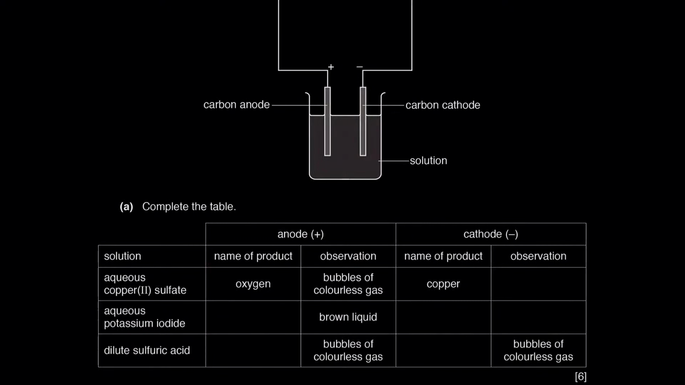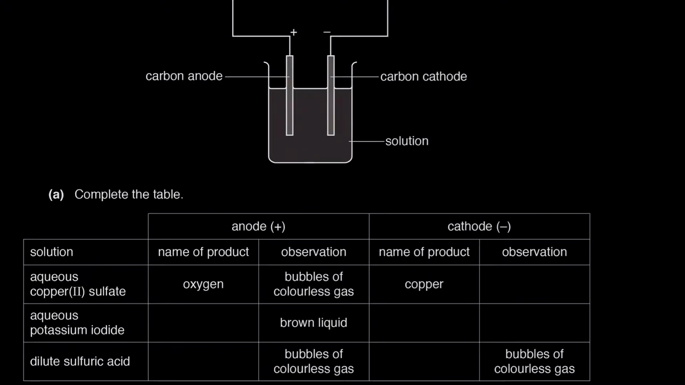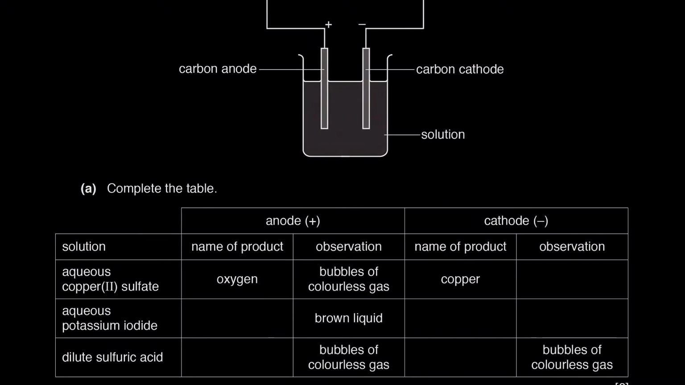Oxygen is produced, bubbles of a colorless gas at the anode. That makes sense to me. And over here, the compound being formed is copper. What observation will we make? What color is copper? So it's going to be a pink solid formed on the cathode.